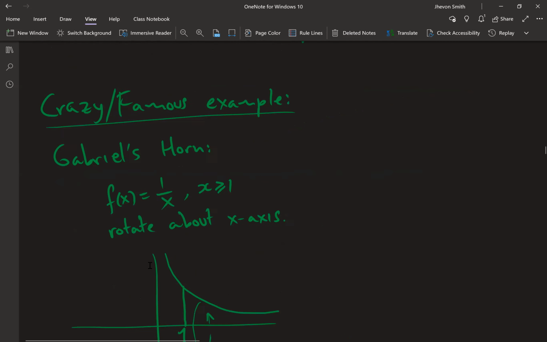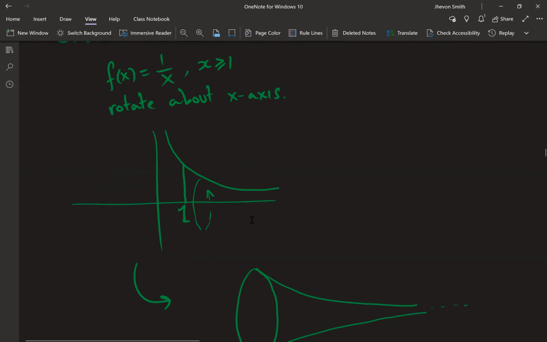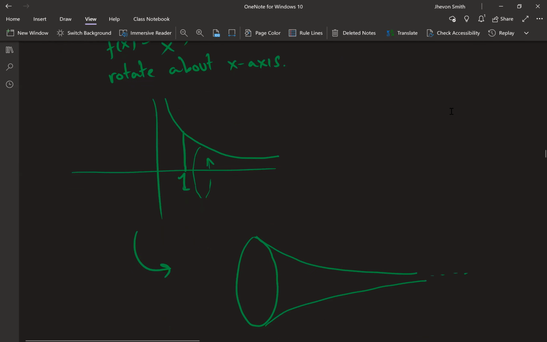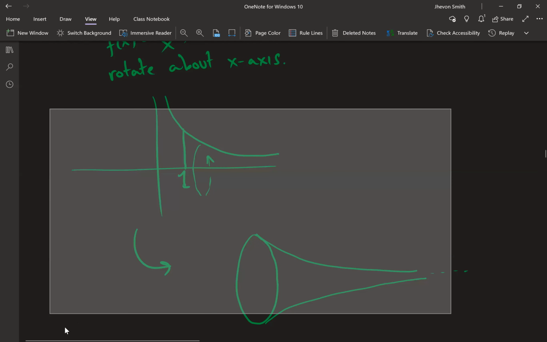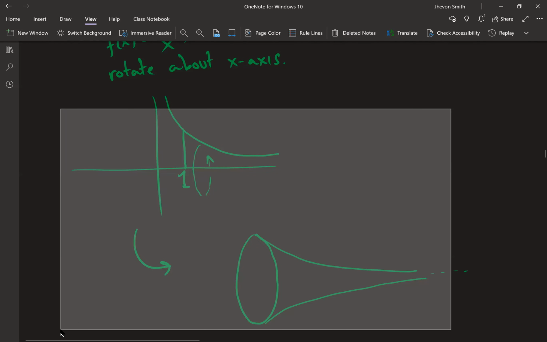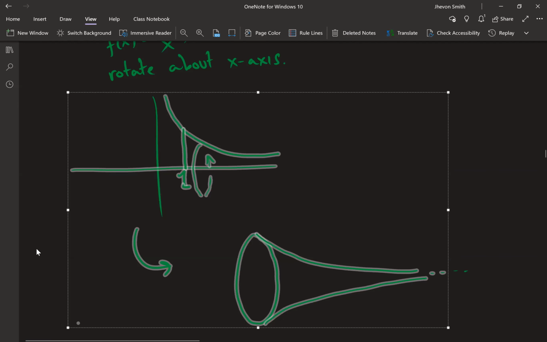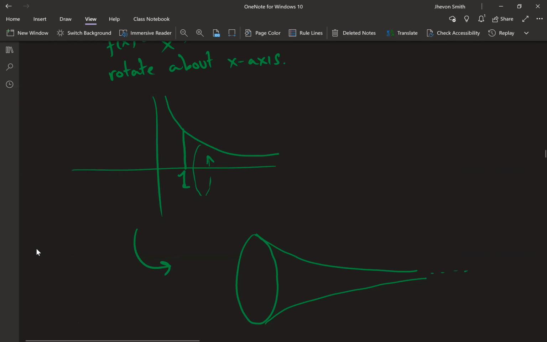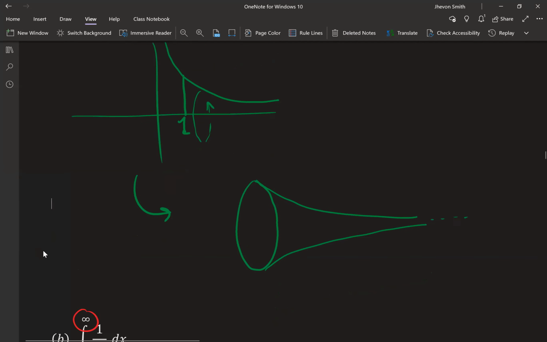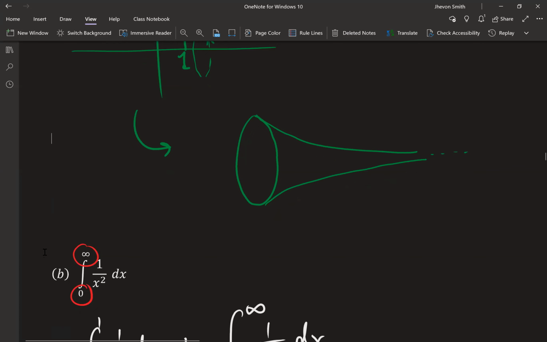We also spoke about Gabriel's horn, which was a crazy paradox. Now that I'm thinking about it, I have to check the video which was just posted. I think I said it had finite volume and infinite area, which is the right way around, but I think in the lecture I said the opposite. If I did, I'll put a comment on that.